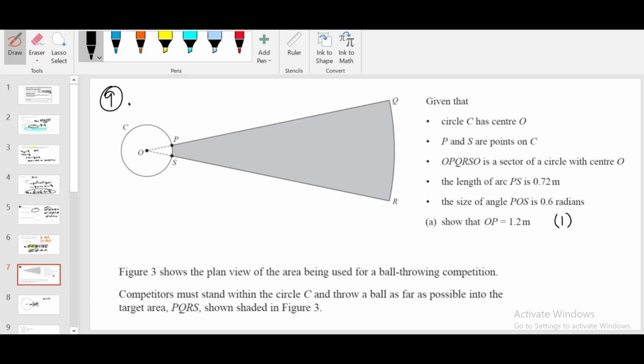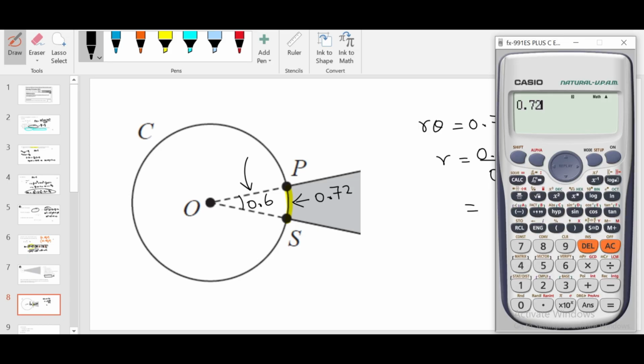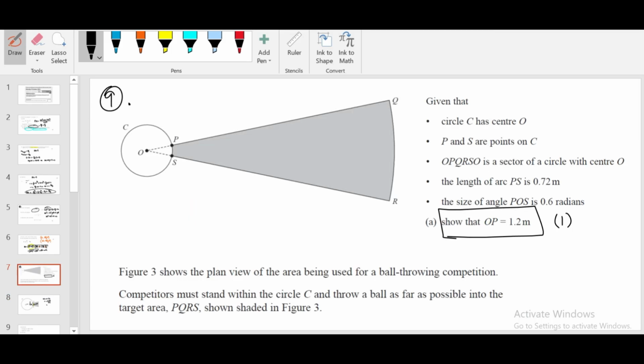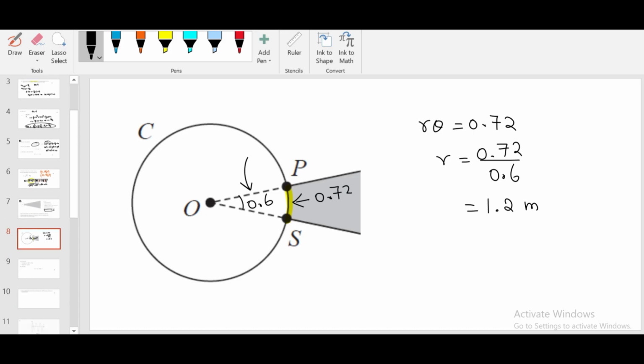Now back to the question. Show that OP, the radius, is 1.2. It's a 1 mark question. To find this radius, you sub in the theta here. So r is 0.72 divided by 0.6, which is 1.2. It's given in meters, so the answer is 1.2 meters. That's the answer. Let's move on to the next part now.